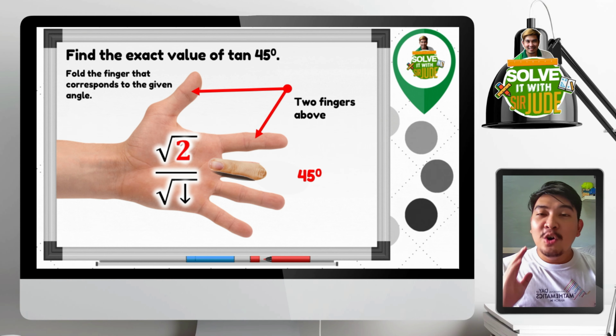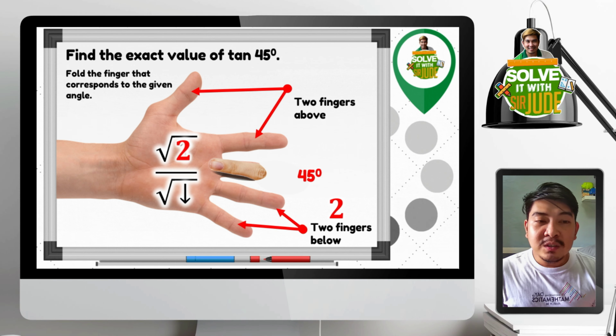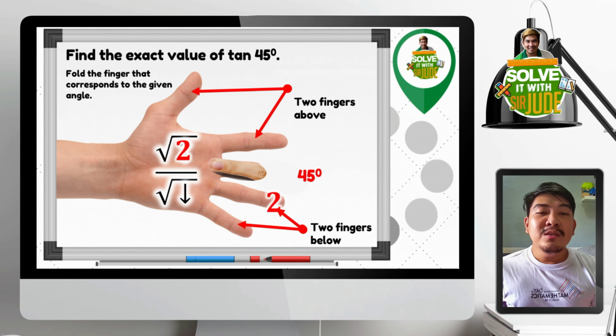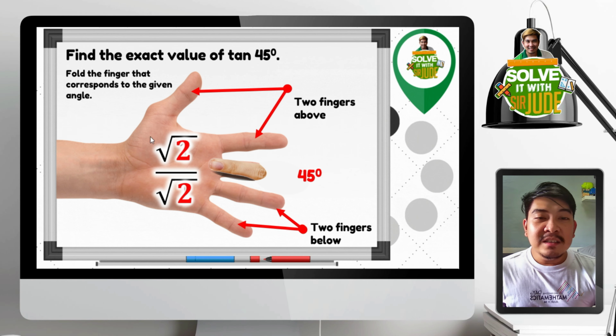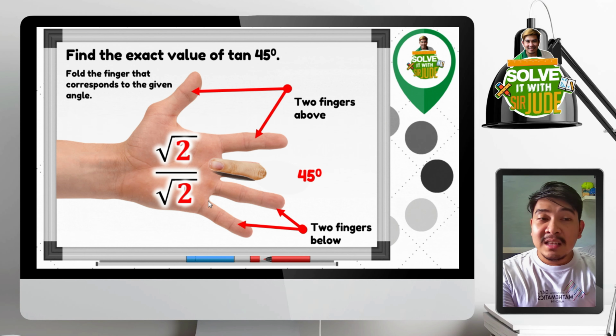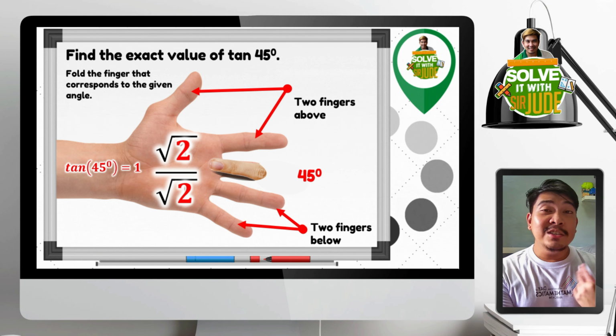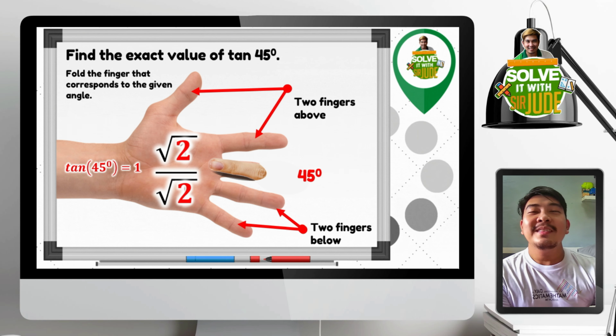So that is what is inside the radical symbol for the numerator. And then count the fingers below. So we also have 2. So that is what is inside the radical symbol in the denominator. If you can see, numerator and denominator are equal. And simplifying this one will result to 1. So therefore, tangent 45 degrees is just equivalent to 1.